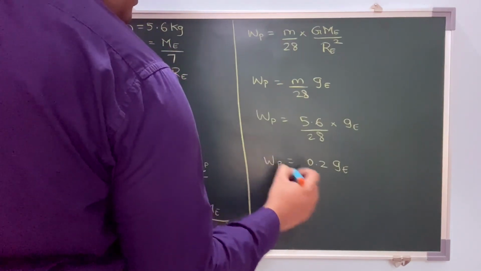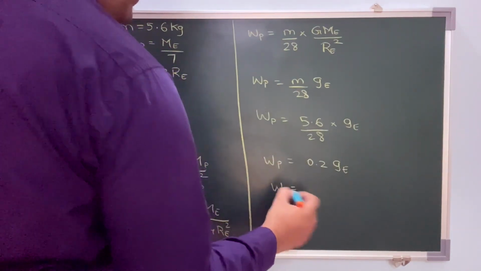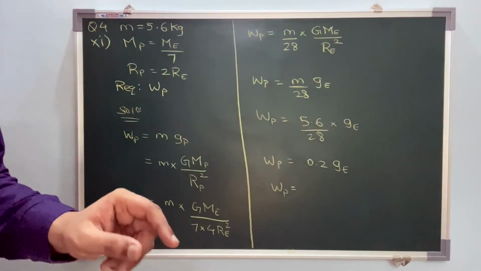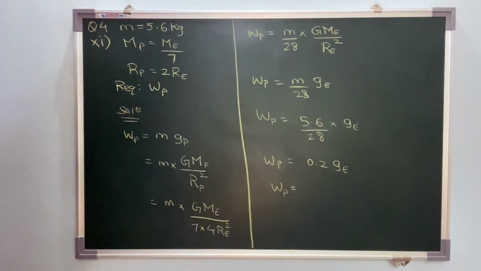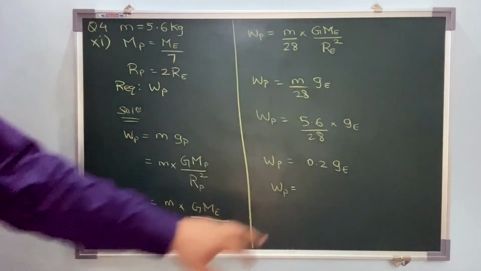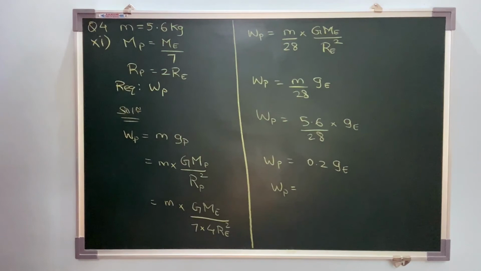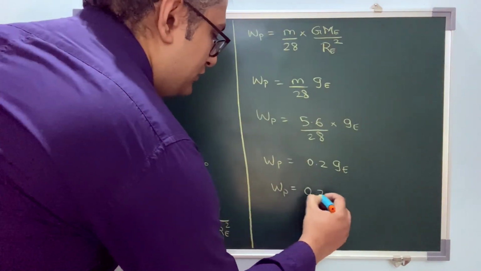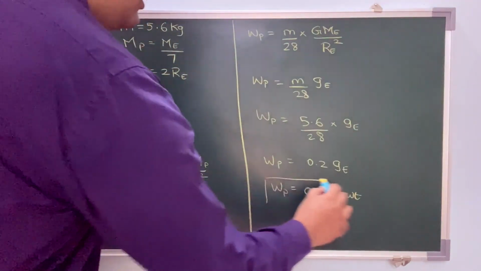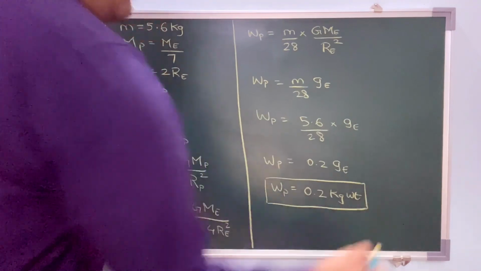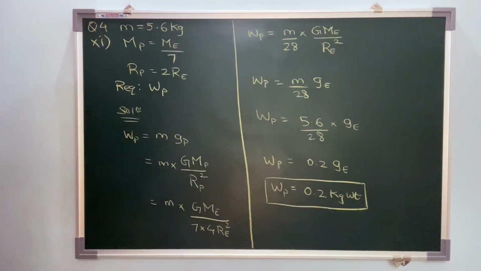So what this means is, if I want the answer in newtons, I just have to multiply by either 9.8 or, if you want to round it off as 10, then I'll get 10 into 0.2 as 2 newtons. So if I want the answer in newtons, it is 2 newtons. But if I want the answer in terms of Earth, then I can just say it is 0.2 kg weight and simply drop off the g_E. By the way, what answer they have given there is again a printing mistake. It's not 9.8 kg weight, it is 0.2 kg weight.